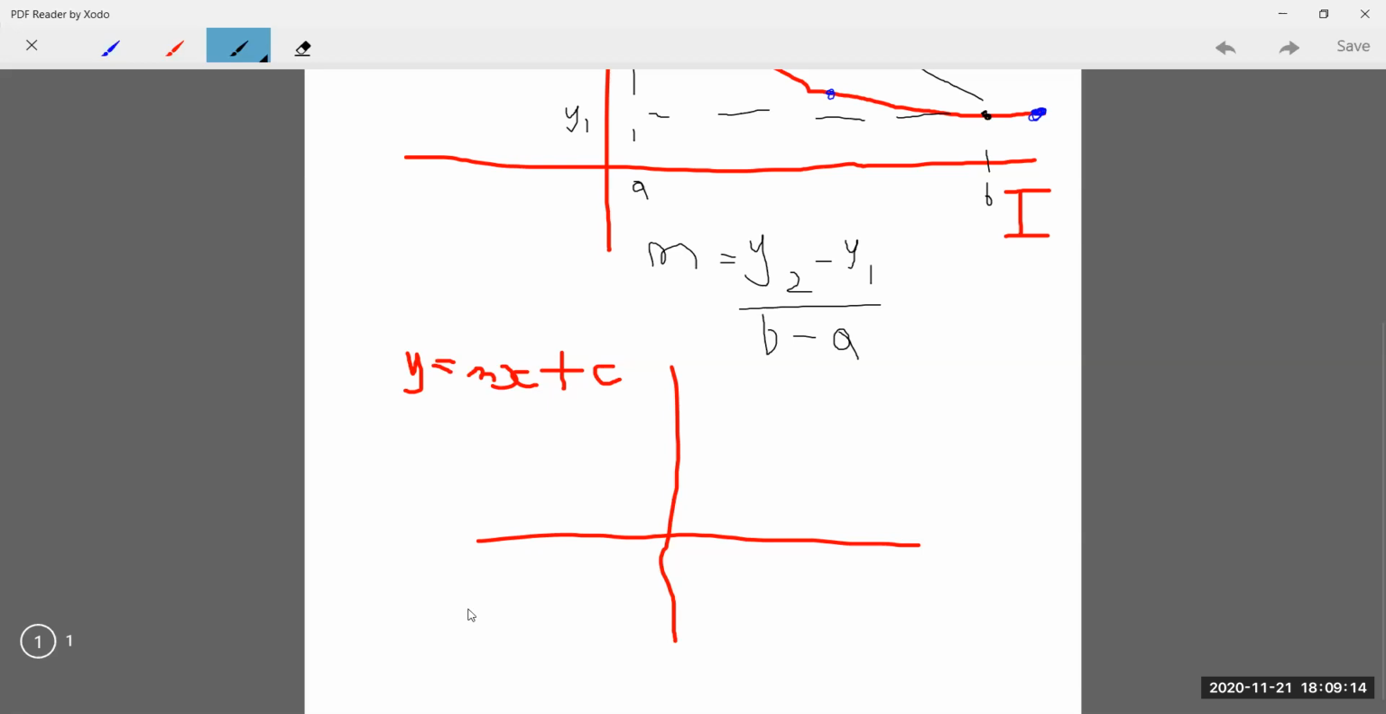So when you get a line, the gradient of the line is m. The gradient means the rise over the run. Gradient is rise over run. Gradient is slope. Always remember, gradient is slope. So the rise over the run is the gradient m. C is the y-axis intercept. That tells us where the graph cuts the y-axis.